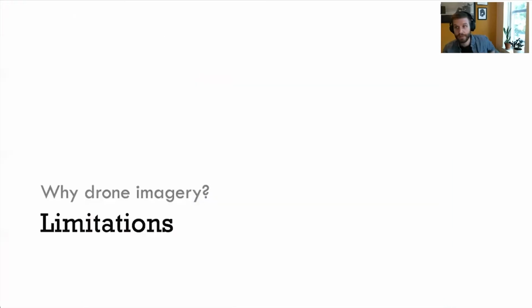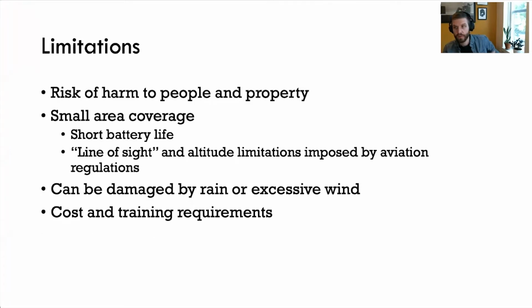There are some limitations to drone imagery. So you are flying a piece of machinery in the air. So there's some amount of risk of harm to people and property. That's why safety is very important. If something goes wrong, if the drone crashes and hits a person or a house or a car or something, it can be quite dangerous.